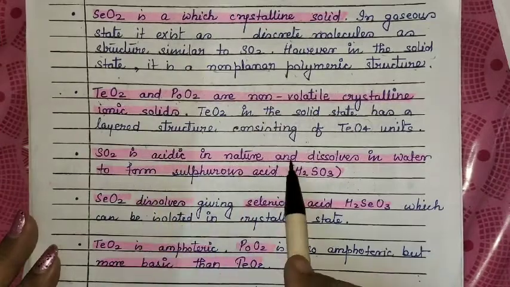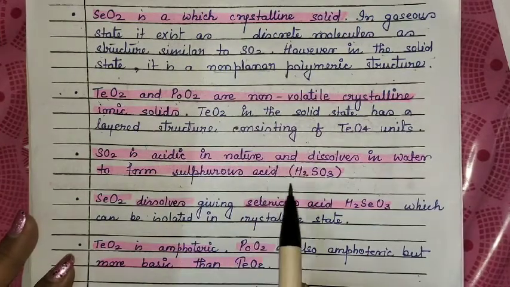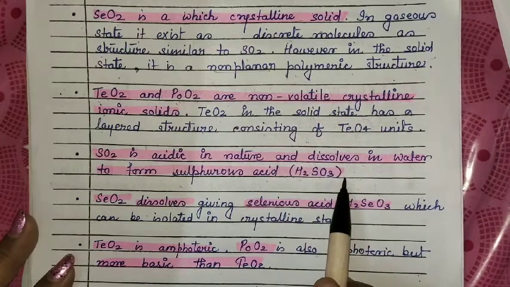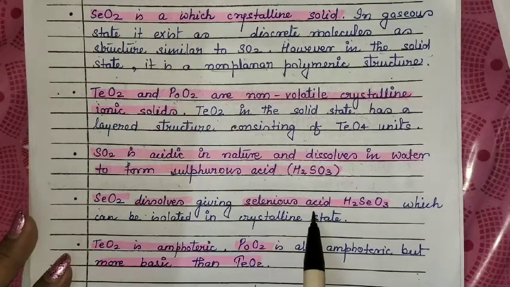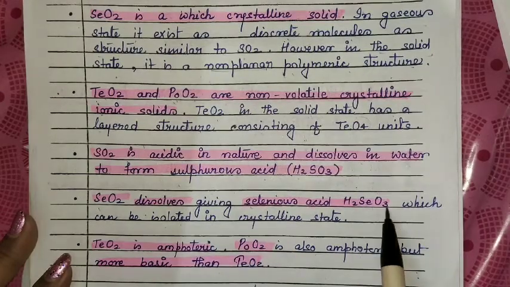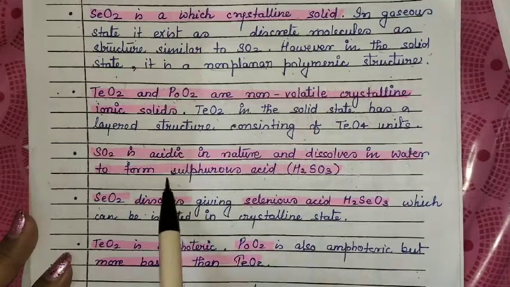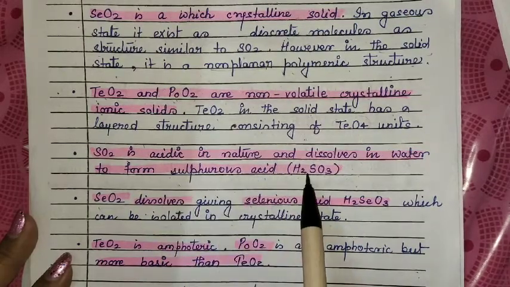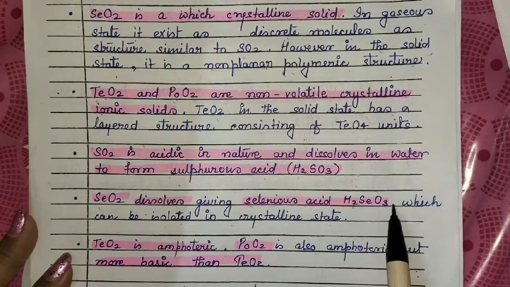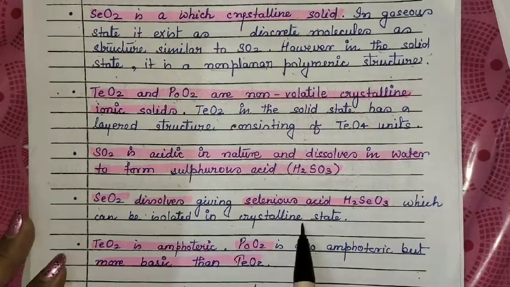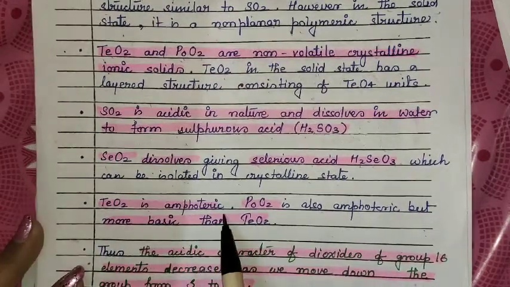SO2 is acidic in nature and it dissolves in water to form sulfurous acid H2SO3. Similarly, SeO2 also dissolves to give selenious acid H2SeO3, which can be isolated in crystalline state. Sulfurous acid cannot be isolated, but selenious acid H2SeO3 can be isolated in crystalline state. TeO2 is amphoteric.